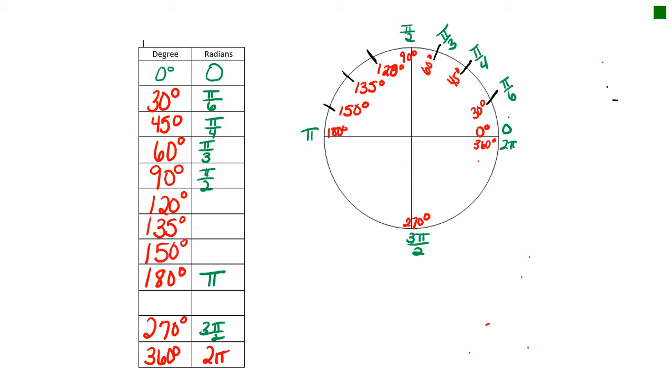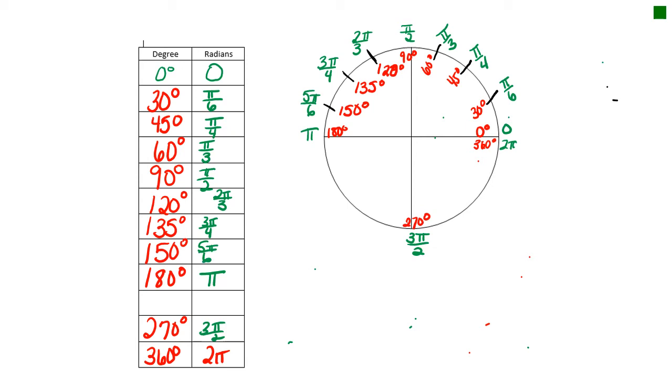All right, so let's put that into radians. 120 over 180 reduces to 2/3. 135 over 180 reduces to 3 pi over 4, which makes sense because it's 3/4 of the way to pi. And then 150 over 180 reduces to 5 pi over 6. So 2 pi over 3, 3 pi over 4, and 5 pi over 6.